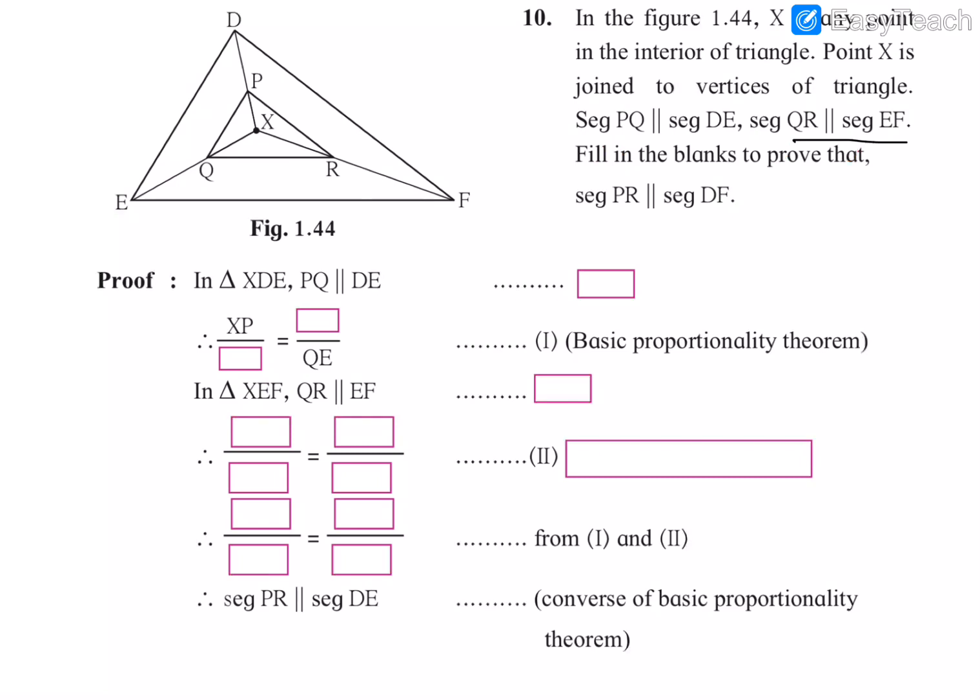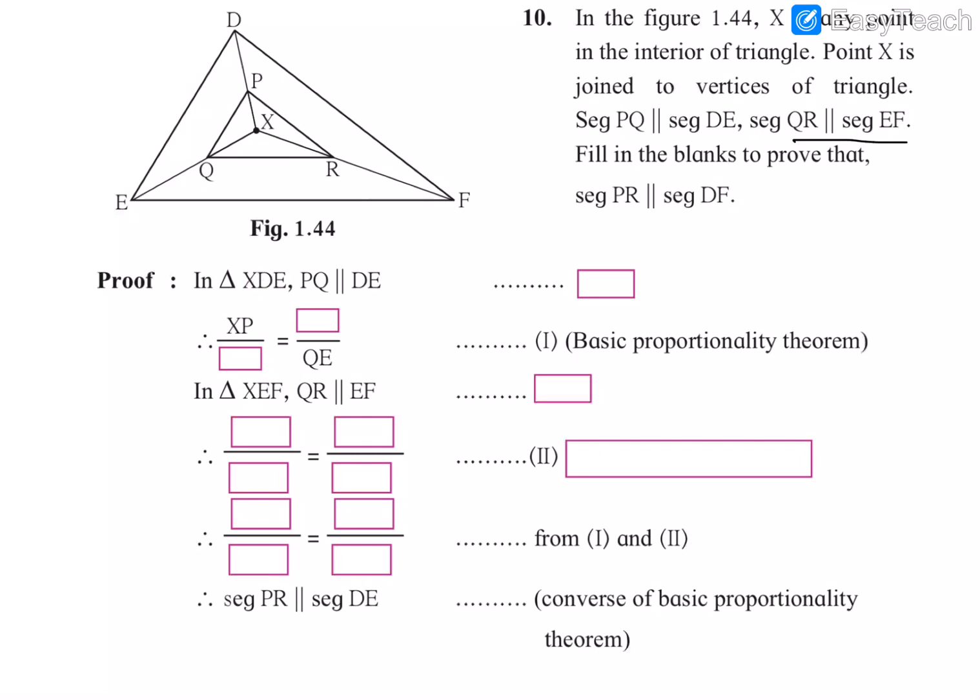We need to fill in the blanks to prove that the third side, PR, is parallel to DF. The other two sides are given parallel, that is PQ parallel to DE and QR parallel to EF, and we need to prove that PR is parallel to DF. This problem is given like filling the blanks. Half of the steps are written here, and we need to fill the blank spaces.